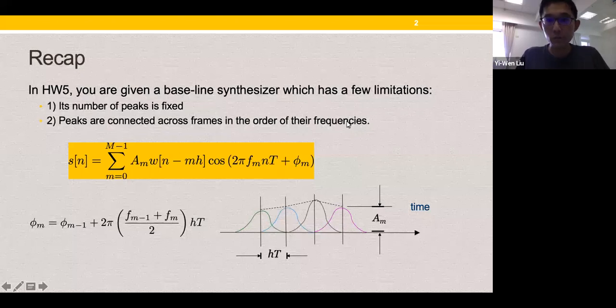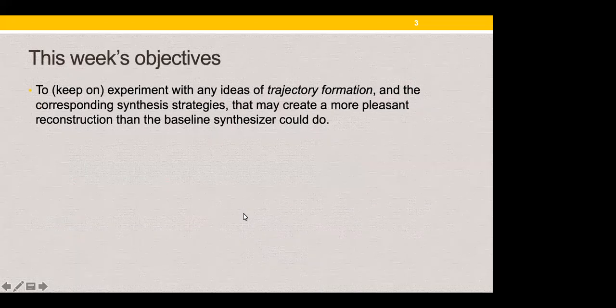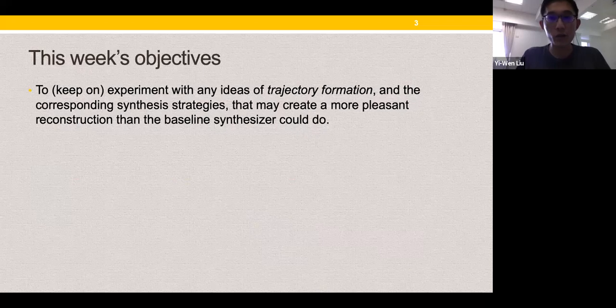So this week, I want you to think about something else, whether you can try something to improve this. This week's objective is mainly to experiment with any ideas you can come up with and explore them in doing the trajectory formation. I call it trajectory formation, which means that you connect the peaks to form a trajectory.